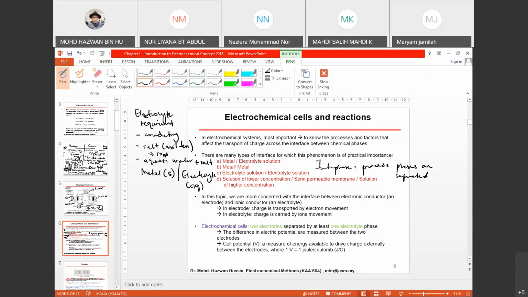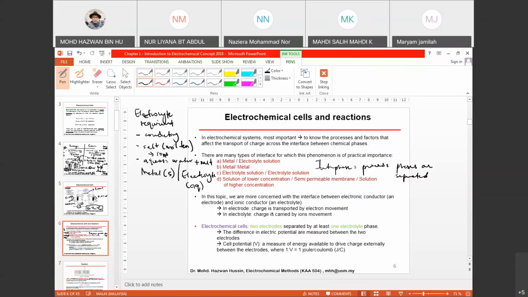Right, so back to this interface, you have metal as a solid and also electrolyte in aqueous phase. You also have solid to solid interface, liquid or aqueous to aqueous interface, and for a more complicated cell design, you have a lower concentration with a semi-permeable membrane with a higher concentration solution. All right. So in this topic, we are going to concern more on the interface between electronic conductor, which in this case, I think we are going to address more on metals, and the electrolyte interface.